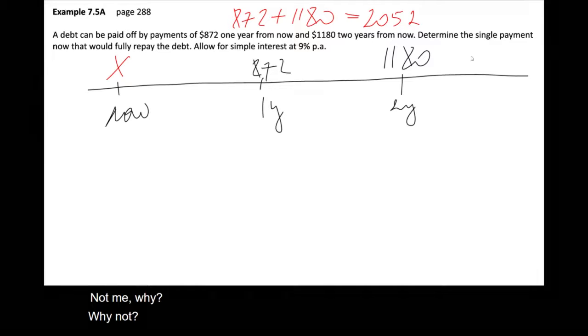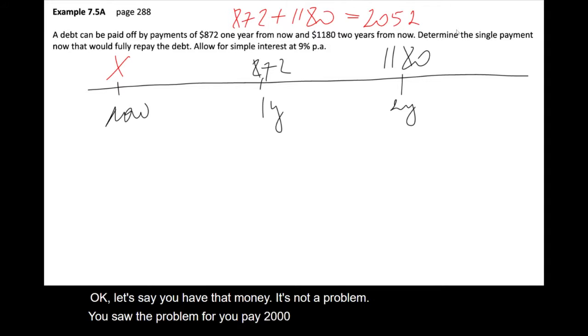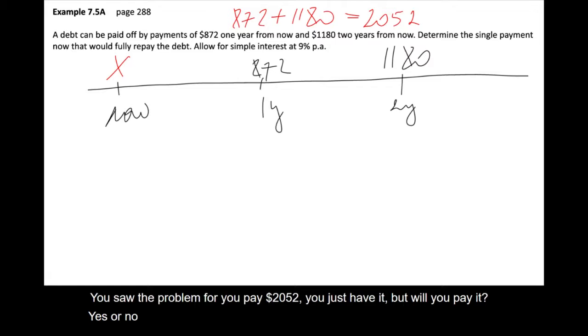Well, it's not an explanation. It's not a reason. Let's say you have that money. It's not a problem for you to pay $2,052. You just have it. But will you pay it? Yes or no, guys? Think.